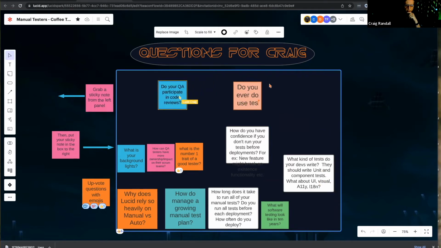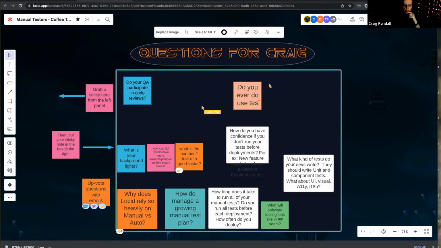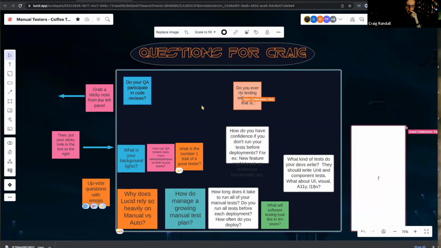Do QA participate in code reviews? No, they don't. Because our testers are not programmers. And I kind of prefer to use the right tool for the job. So it's unlikely that a QA person is going to understand enough about the complexities and the intricacies of writing difficult code in order to make sure that we've architected a feature right. That's much better suited to the developer.